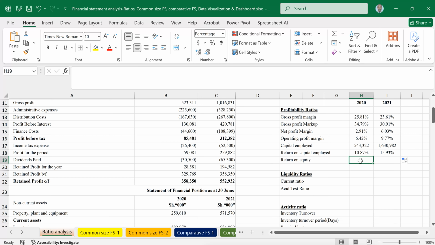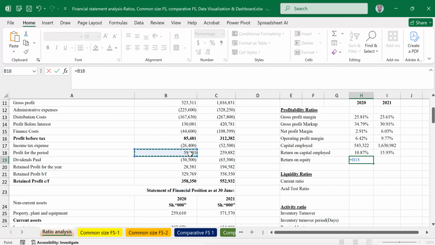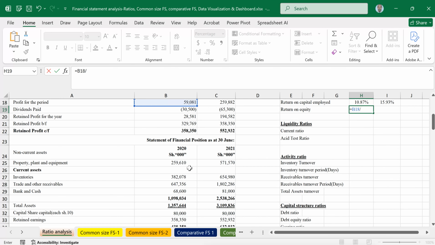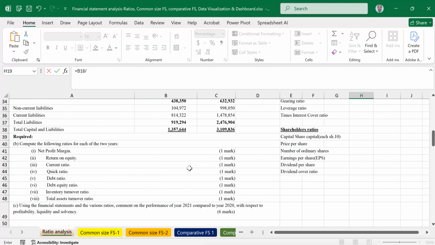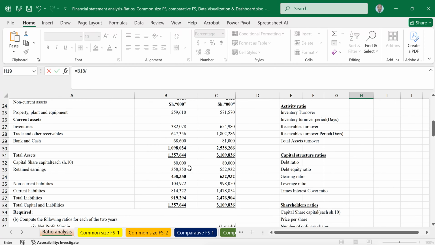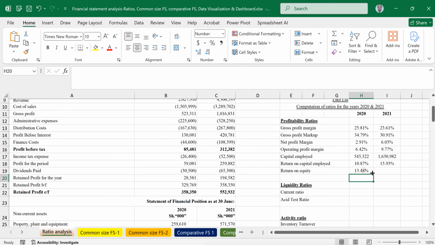Then return on equity. Now the return on equity is profit for the year, profit for the period over equity. Equity is 438. You can see share capital and retained earnings. This is 438. That is equity. Profit for the year over equity, and equity is 438,350, the summation of share capital and retained earnings. That gives you equity. Then drag across for the return on equity.